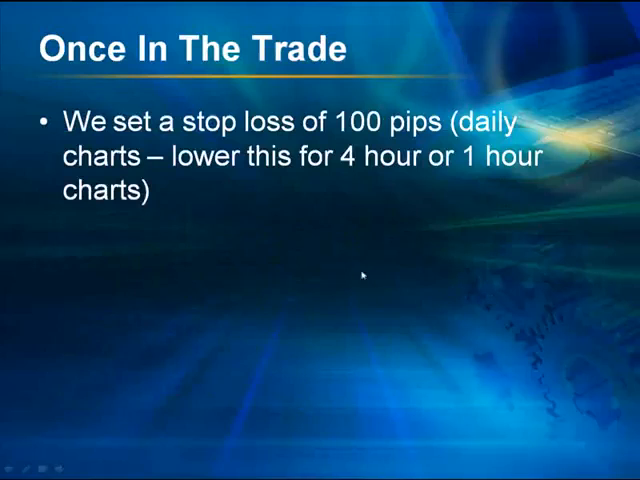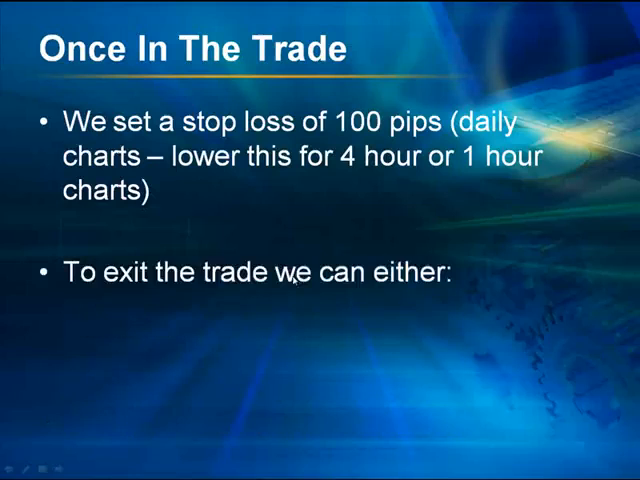In this case, it's quite simple. We set a stop loss of 100 pips, and I'm using daily charts in the examples for this system. In video 5, I'm going to talk about other time frames. If you use the 4-hour or 1-hour charts, don't use a 100 pip stop. This is solely for the daily charts that we're going to be trading in the examples here.